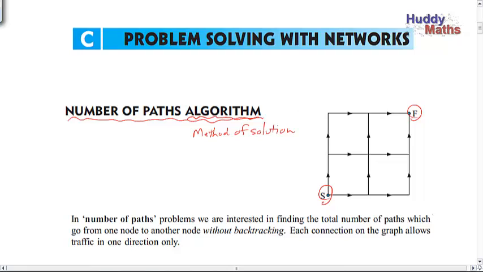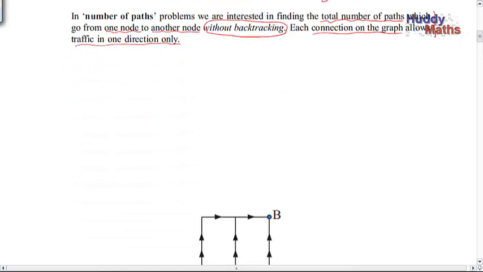So what we're interested in here in this first little bit of the presentation is finding the total number of paths which go from one node, which could be a town or whatever, to another node without backtracking. So we're trying to keep it efficient. Remember we talked earlier about how networks can help you analyse a project or something in the most efficient way. Okay, so each connection on the graph allows traffic in one direction only, because we're not going to backtrack. Okay, we're going to go from S to F in the most efficient fashion. Okay, let's come down and have a look at how we might go about it.